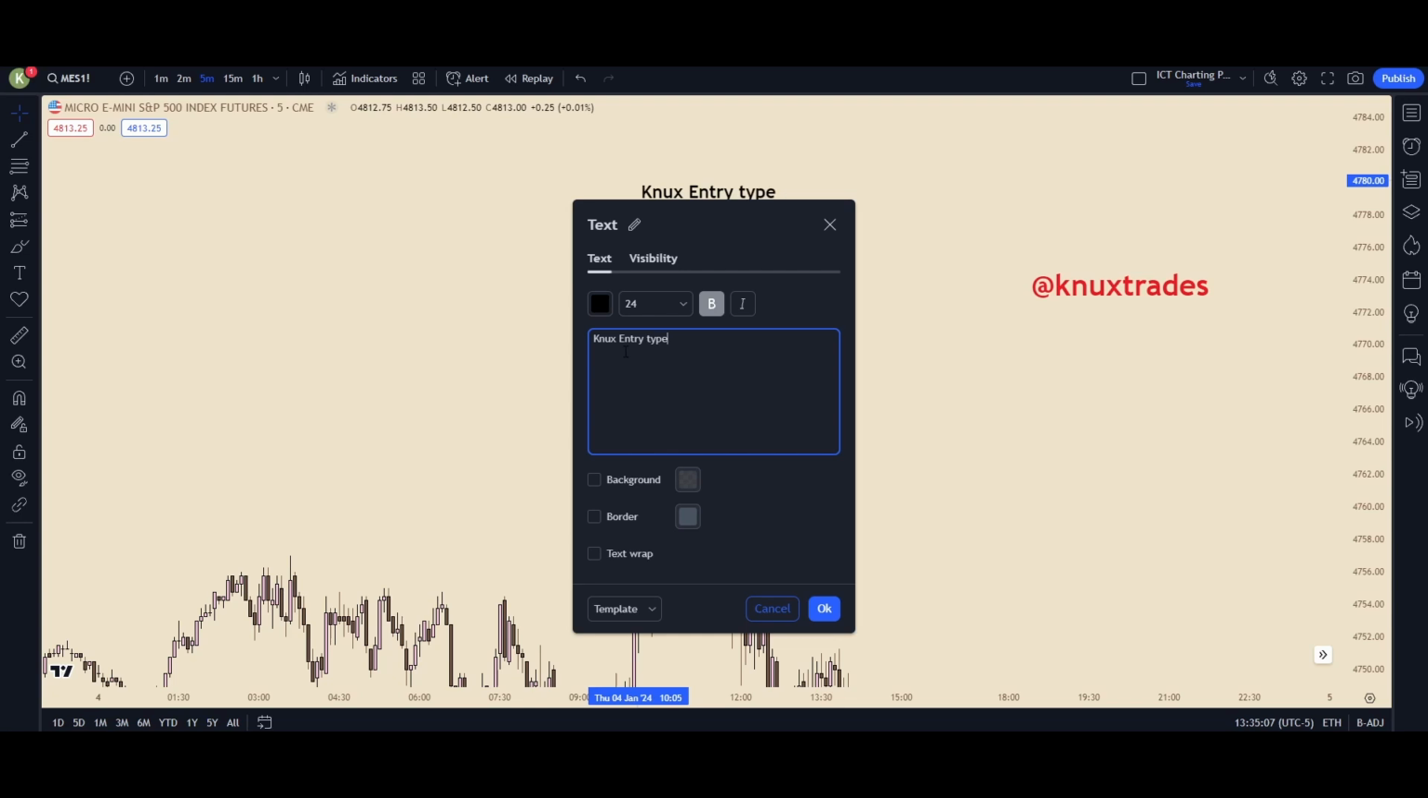Okay, Nux entry types. The first thing is our A plus entry, and I will give examples of all of this. The second thing we have is our Nux entry, as I'm calling it, which is inversion fair value gap plus less risk entry. I have a recent video on that, my inversion fair value gaps video, so if you are interested in looking more into that, make sure you check it out. And then the last one we have is our less risk entry.